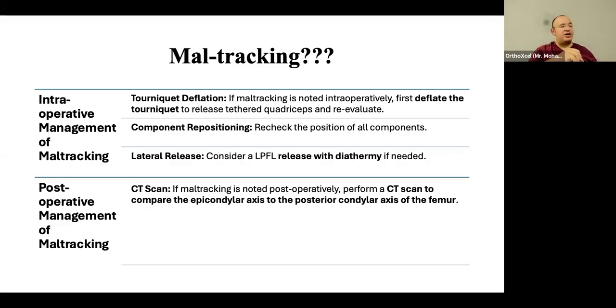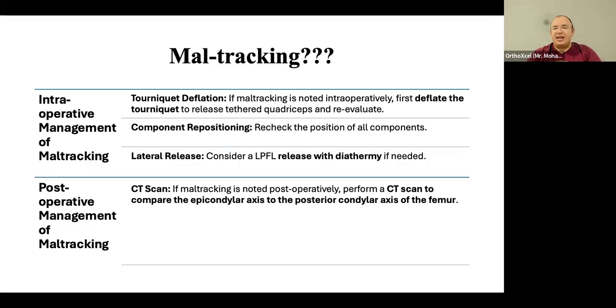If I got my tourniquet off, maltracking is still there. I have to think about my component position. So I'm still trying. I haven't cemented anything. I have to start looking into my component, whether I medialized it too much or internally rotated it, so I have to correct that. If no option, and still maltracking, I can do a lateral release.